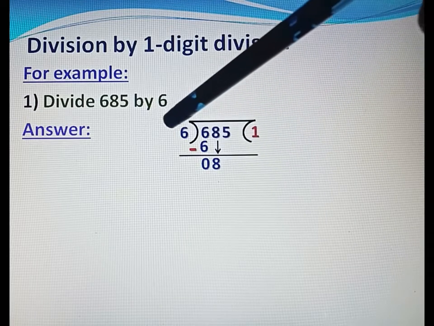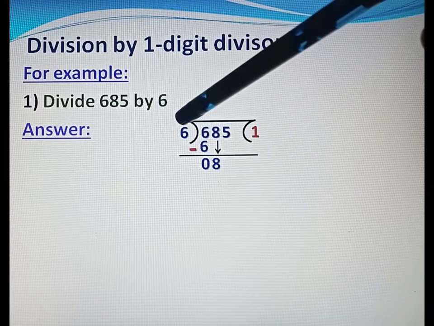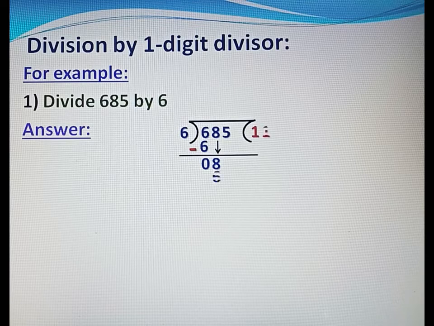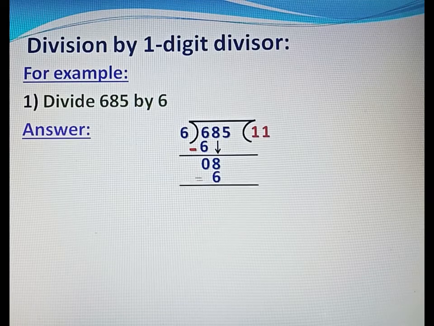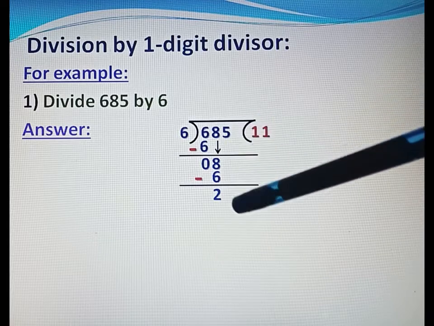Again we will multiply this 6 so that it is equal to 8 or less than 8. It should not be greater than 8. Multiply 6 1 ja 6. And then we will do subtraction. 8 minus 6, 2. And then we will take next number, that is 5 here.